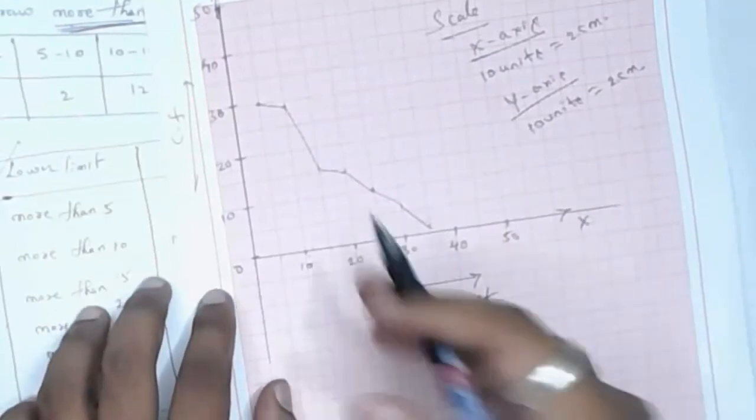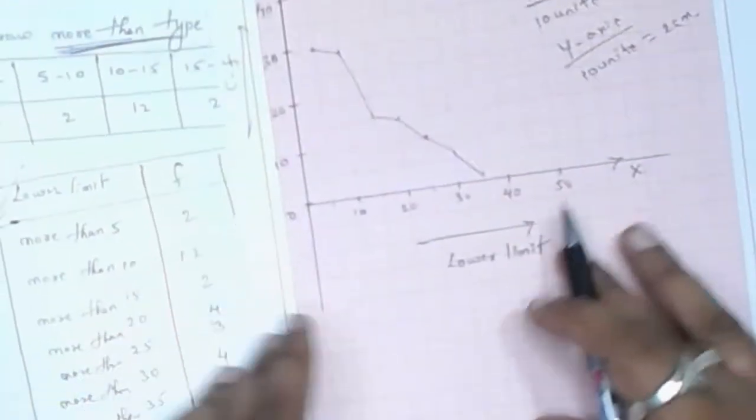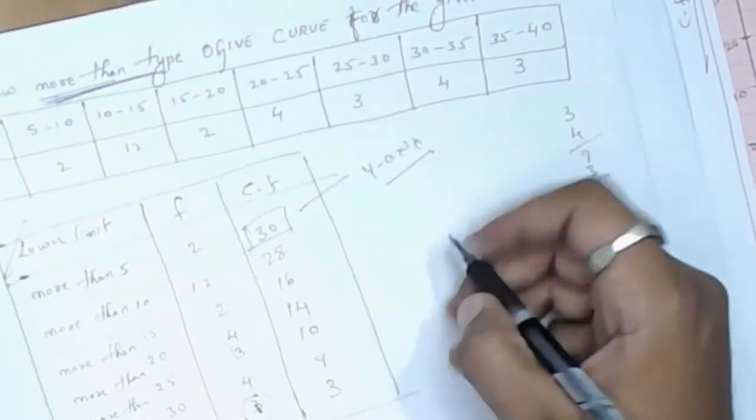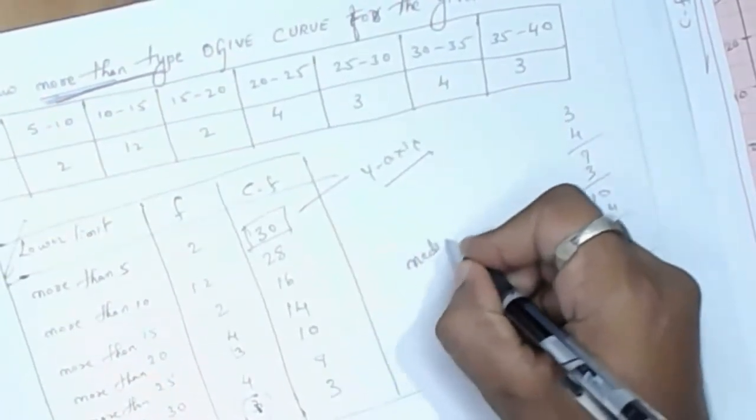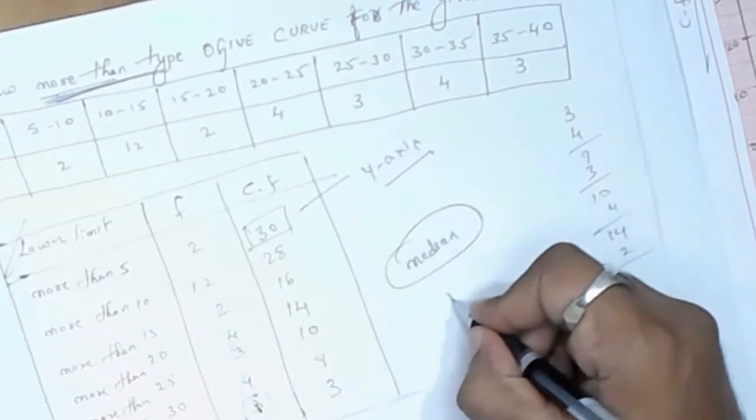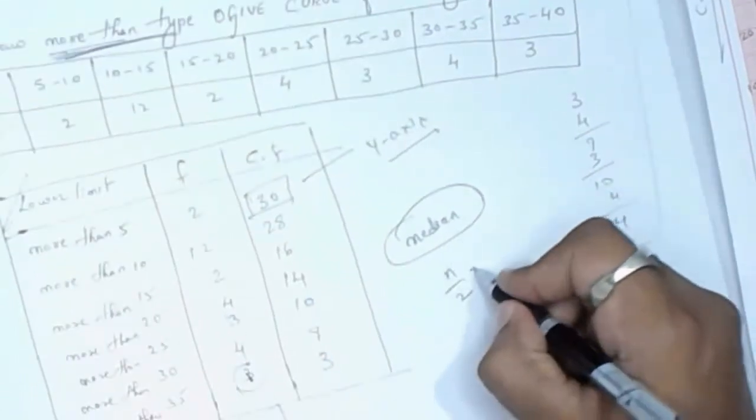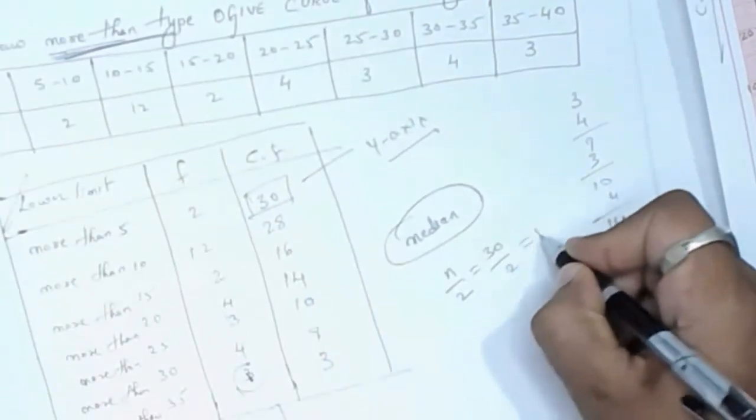Now we usually stop till here. No, we should not stop because we have to find the median. We have not yet found the median. To find median, first you have to do n by 2. What is n? 30 by 2. 30 by 2 is 15.